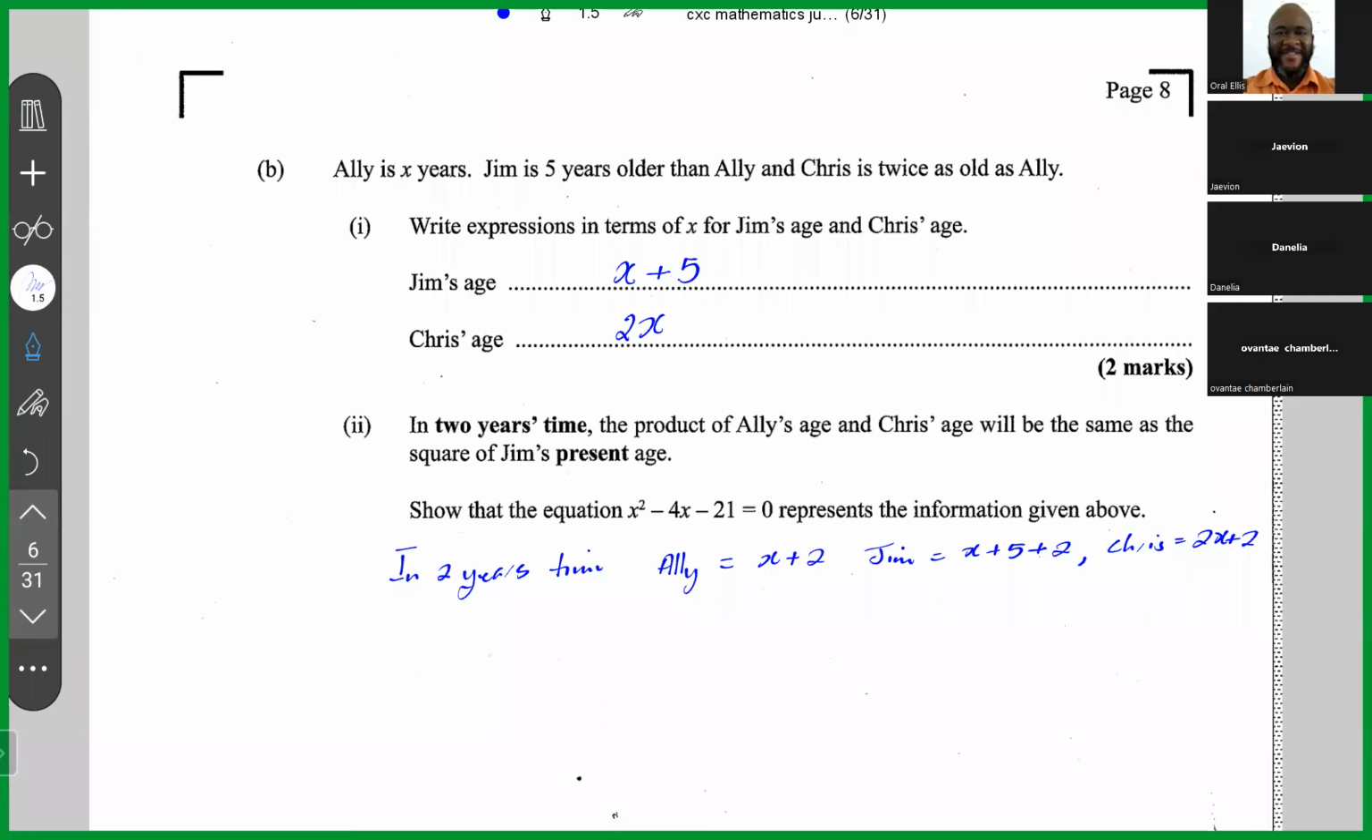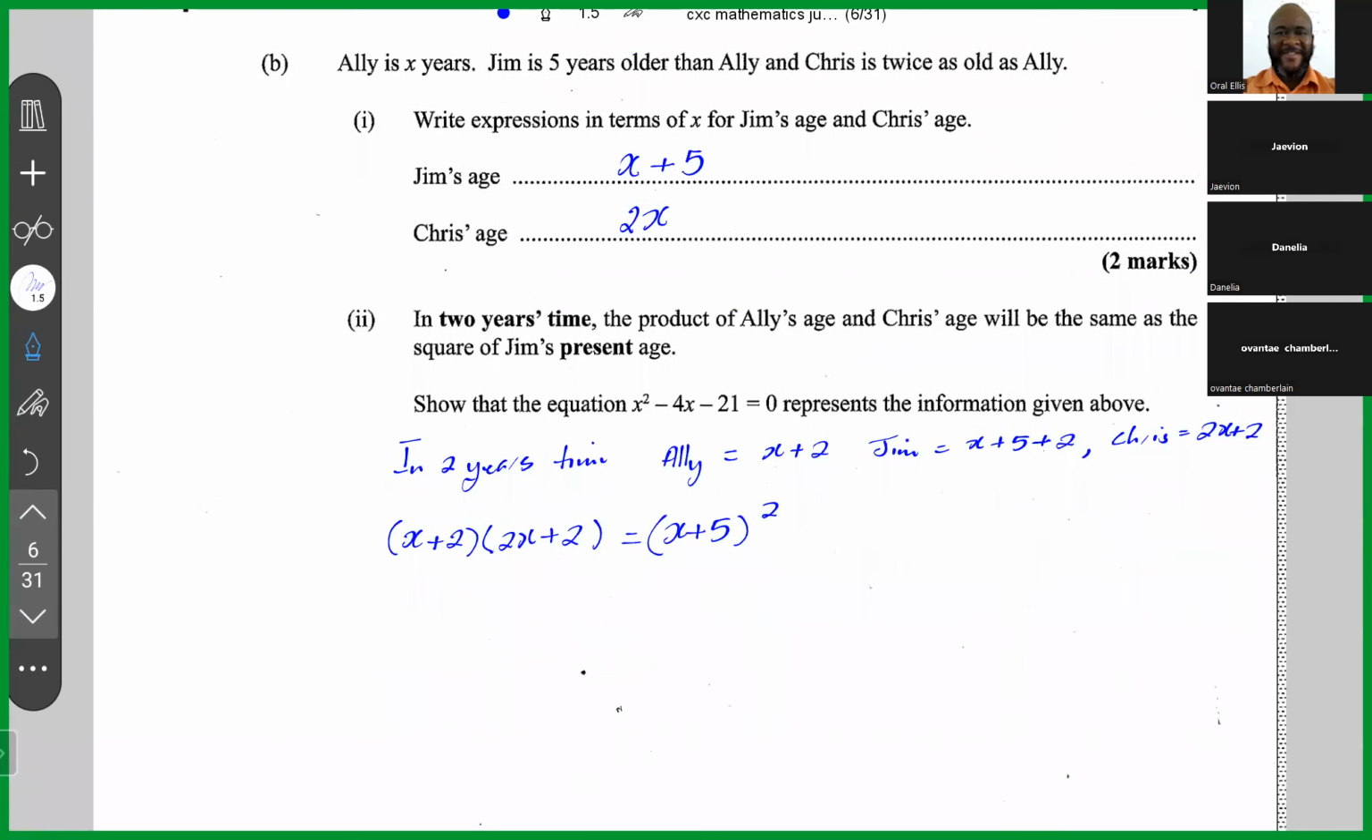Now, we are told that the product of Ali's age and Chris's age will be the same as the square of Jim's present age. So the product of Ali's age in 2 years' time, which is x plus 2, and Chris's age, which is 2x plus 2, would be the square of Jim's present age. Now presently, Jim is x plus 5, and we are told to square it. Then we're asked to use this information to show that x squared minus 4x minus 21 is equal to 0. Hope you're able to do this.